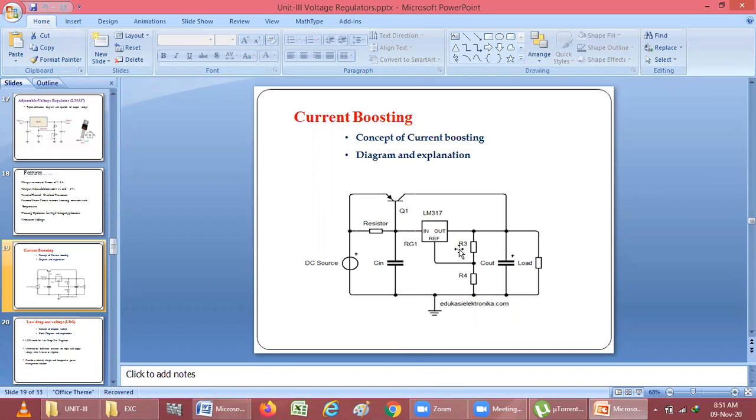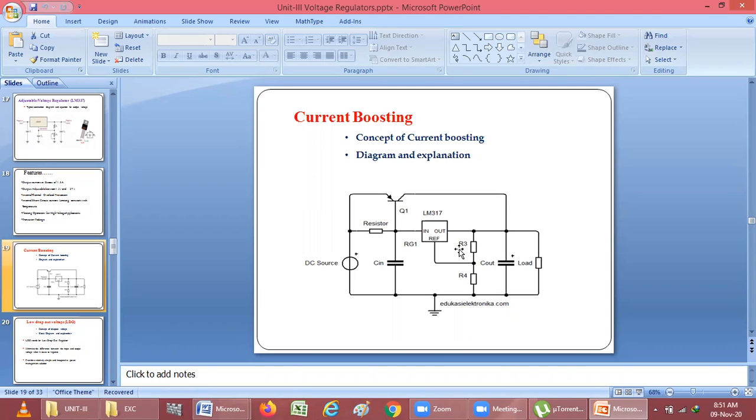Then we have seen about the temperature stability. It means if there is a change in the amount of temperature, at that time also if we get a constant amount of output voltage, at that time we can say it is a temperature stable voltage regulator.